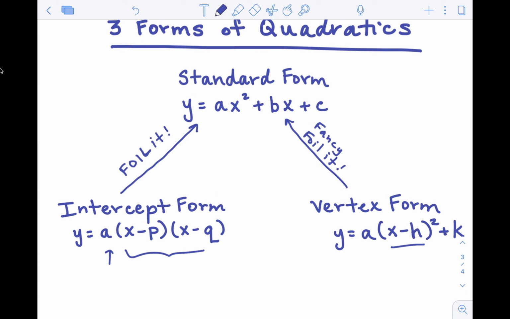Now, when you want to convert from standard form to intercept form, you factored it. Split it up. If you want to convert from standard form to vertex form, that is what we just did. You complete the square.